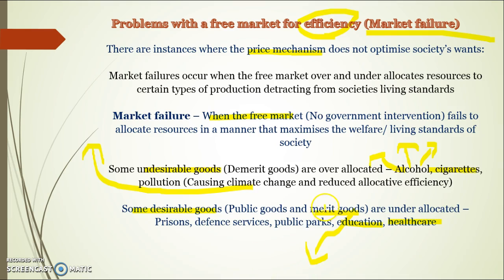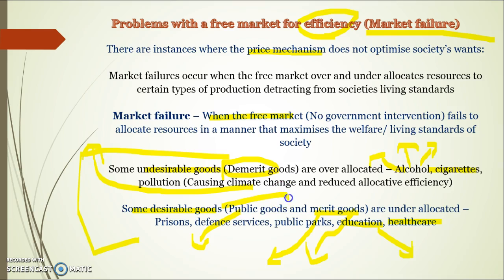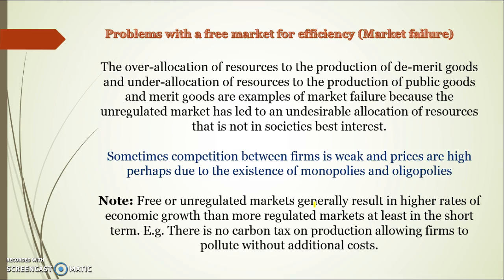The difference between public and merit goods: merit goods are excludable, so you can exclude other people from using them. So education is excludable because you can make people pay to get educated or pay to go to a school, whereas public goods are not excludable. So things like the light from a lighthouse, you can't stop people from using them. But the key thing you recognise is that markets can be inefficient because they over-allocate towards demerit goods and they under-allocate towards public goods and merit goods because they don't take into account the externalities associated with these transactions.